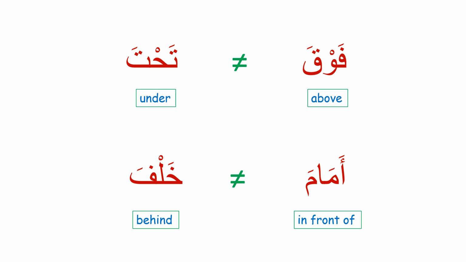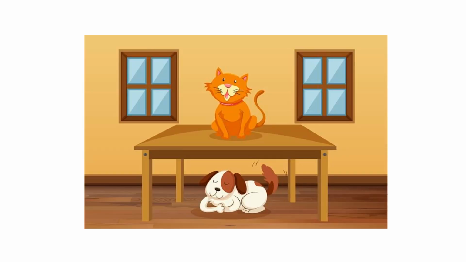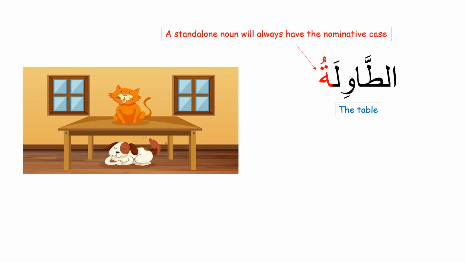Now, just like the previous lesson, we are going to let these adverbs of place interact with nouns and see what will happen. The process will be just a little bit different though. This time we are going to use pictures to make the learning process more interactive. Please take a look at the first one. As you can see, the cat is sitting on the table, whereas the dog is sitting, or let's say lying underneath it. What do we call the table in Arabic?